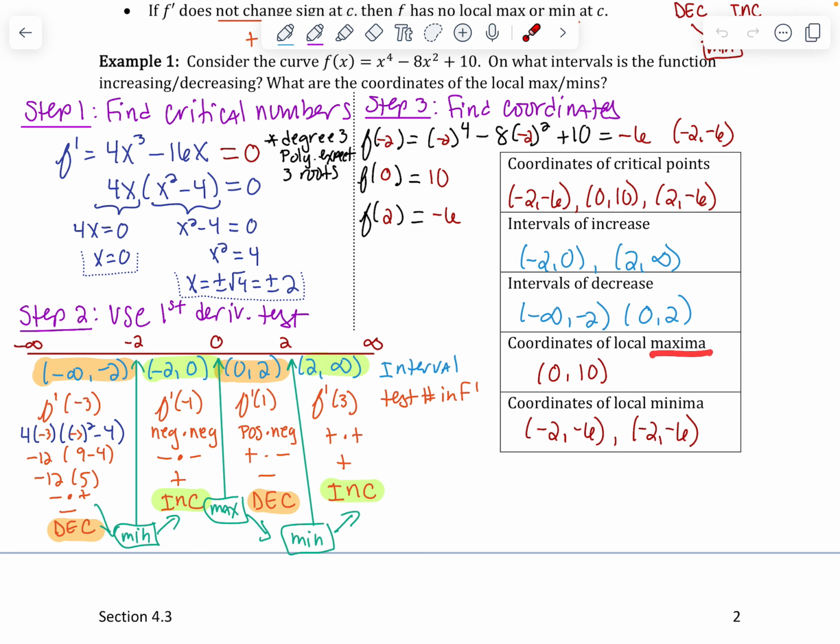My local maximum, I only had one maximum, which was at 0, and we already said its y value, its coordinate, not its interval, is +10. And for the local minimums, we had -2, which has an output of 6, and the second one should be +2 with an output still of -6.